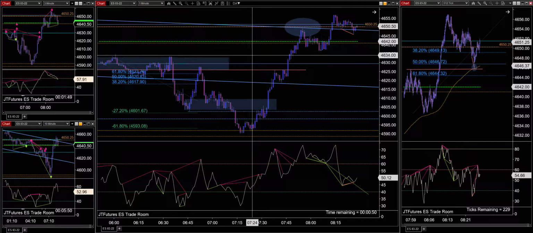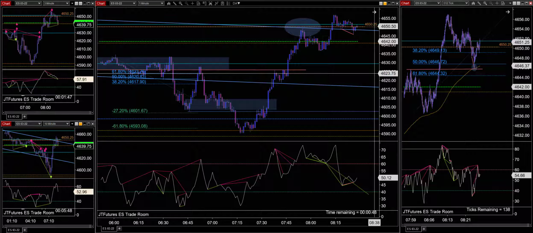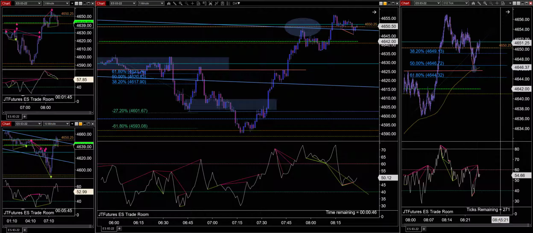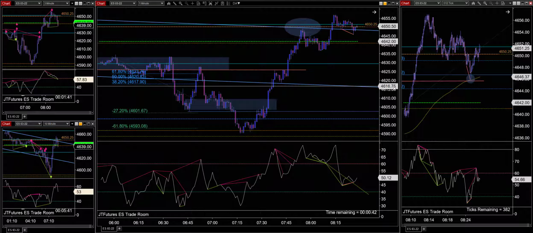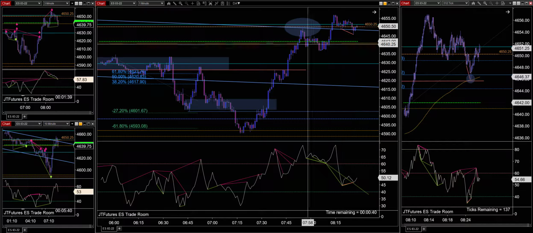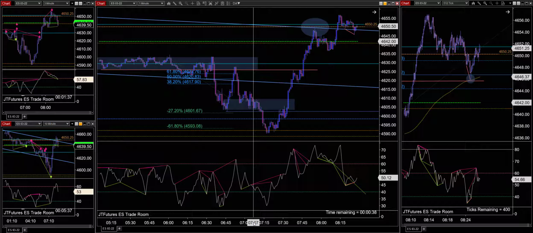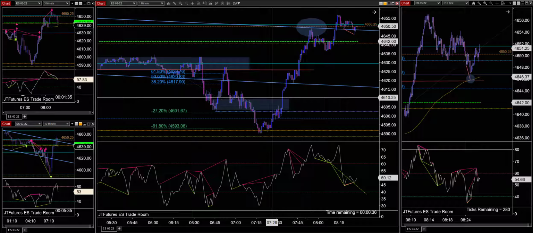What I'm trying to bring to the table here is how to read the market and actually get some low risk trade entries, not only with prediction points, but also using some of these other key levels that we have in the market. And this morning, it's kind of interesting.